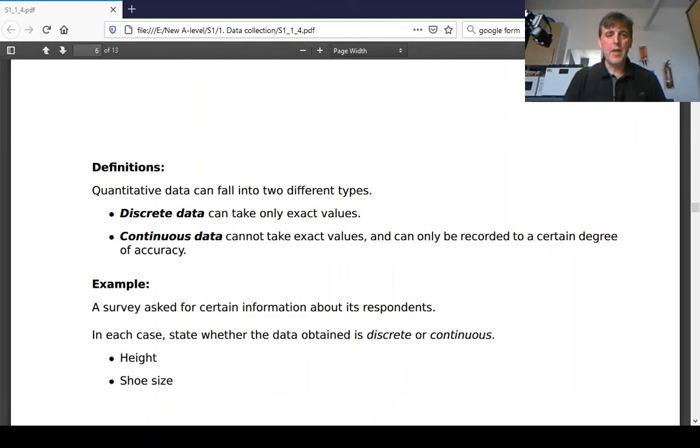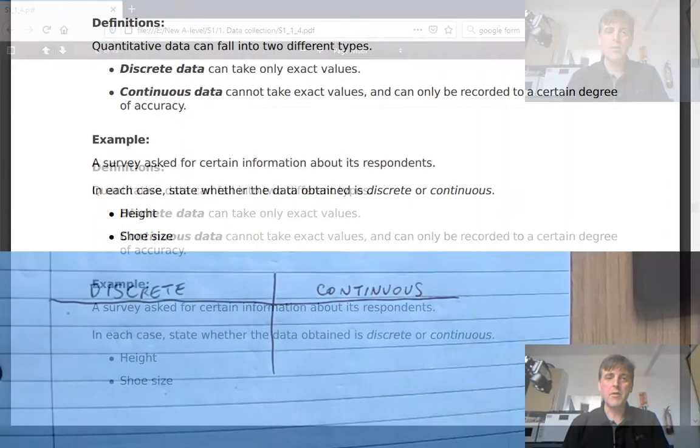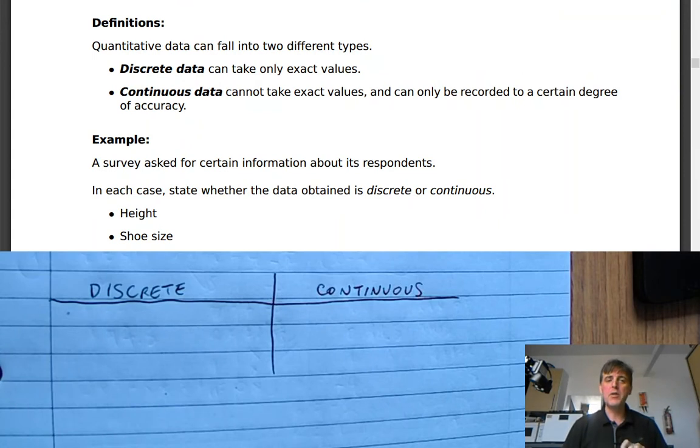And to make sense of what that means, we'll just look at another quick example here. Let's say we're doing a survey and we're asked for certain information about the people who respond to that survey, the respondents of that survey. Let's see if we can work out whether we've got discrete or continuous data for these two particular situations. So the first one we're going to look at is height, a person's height.